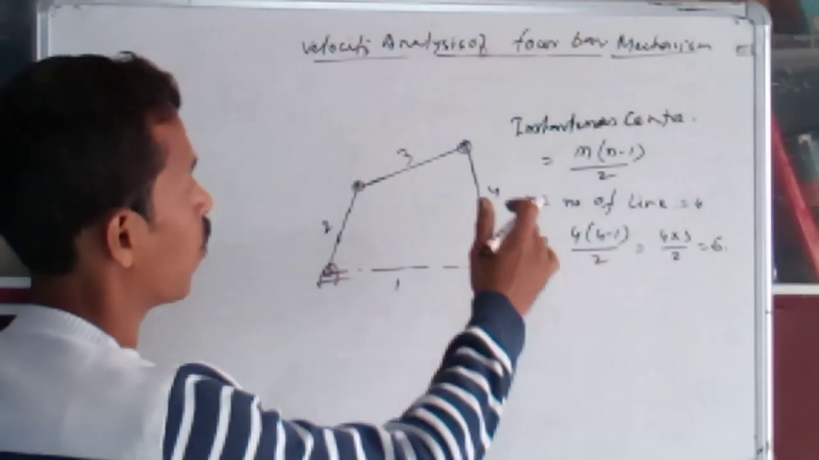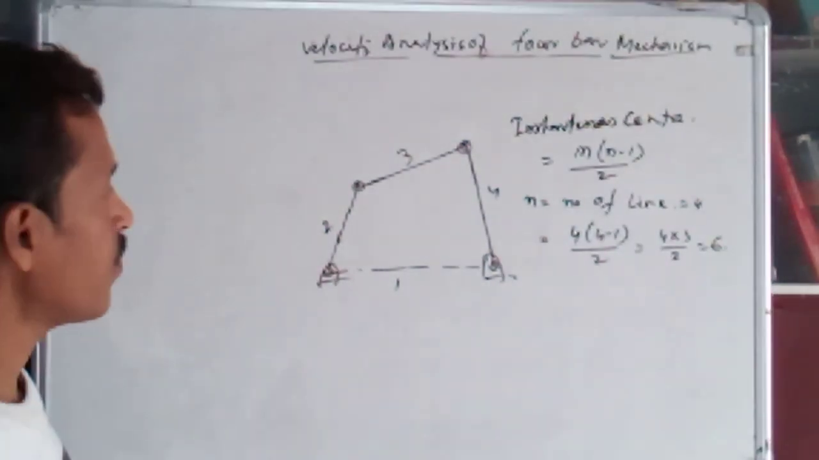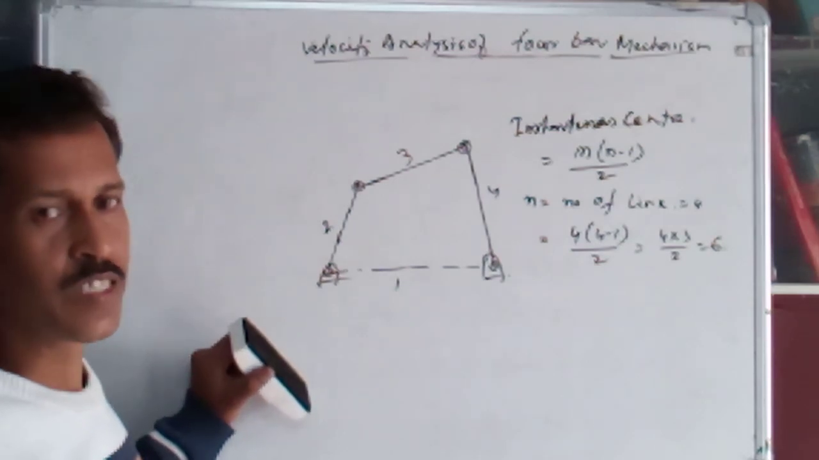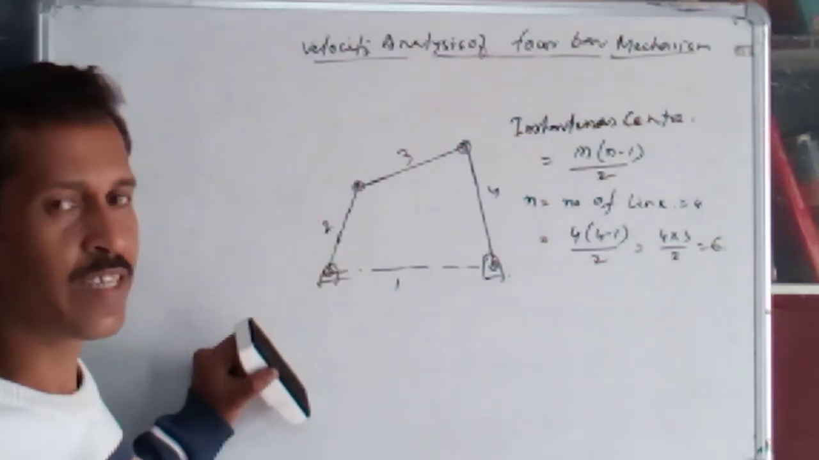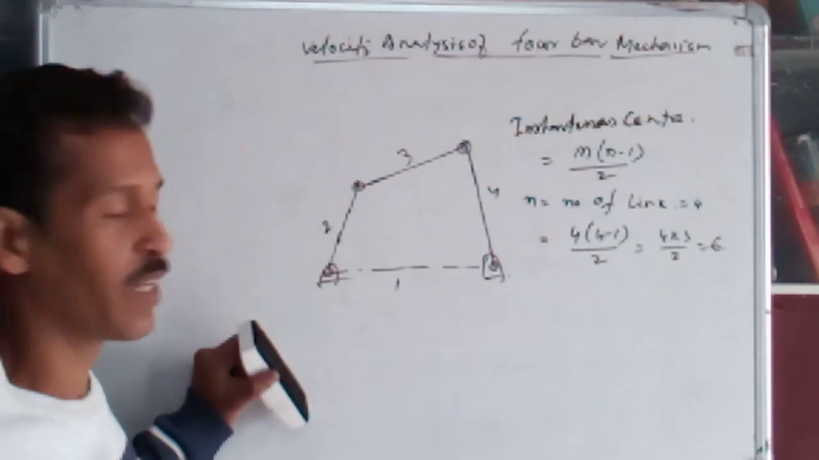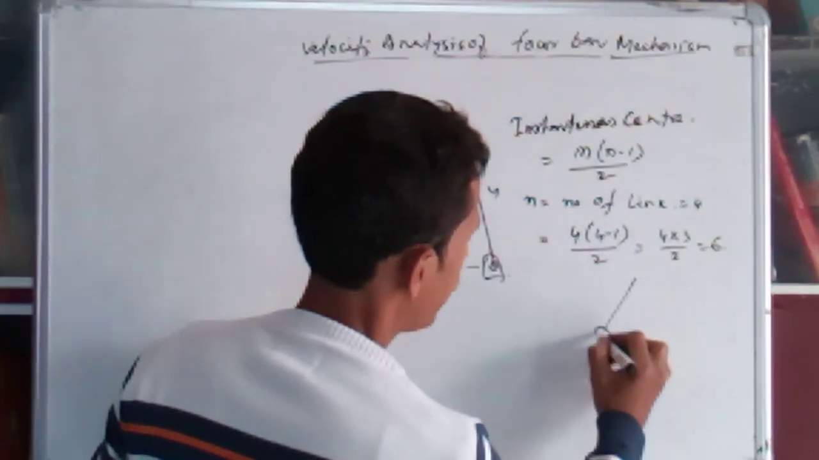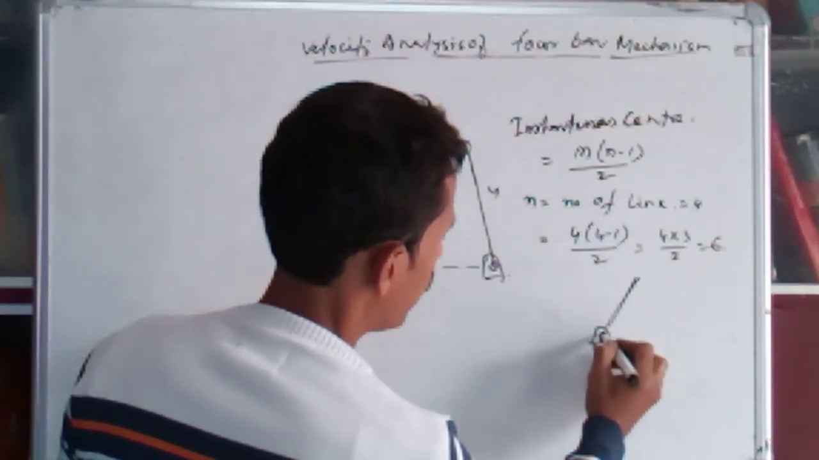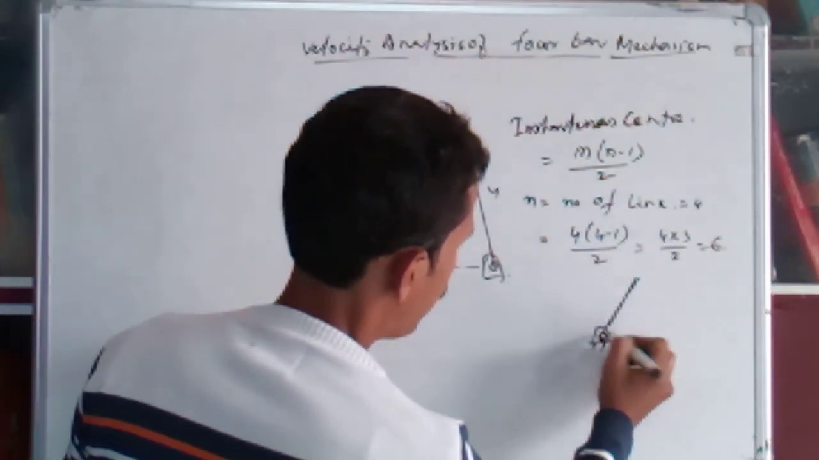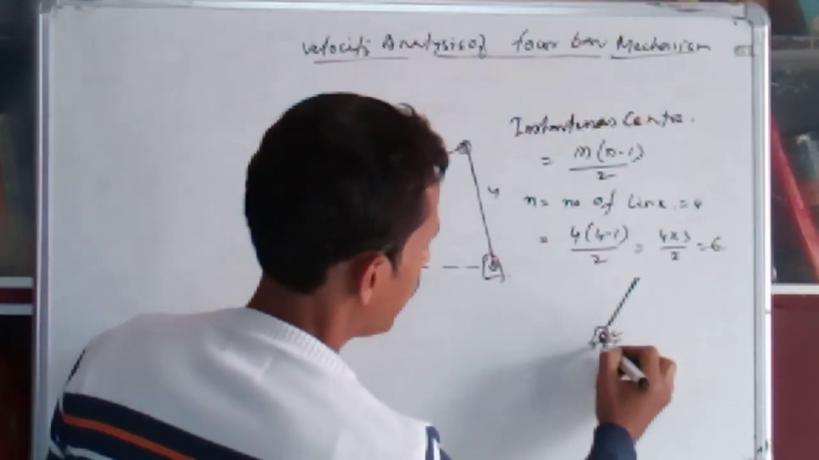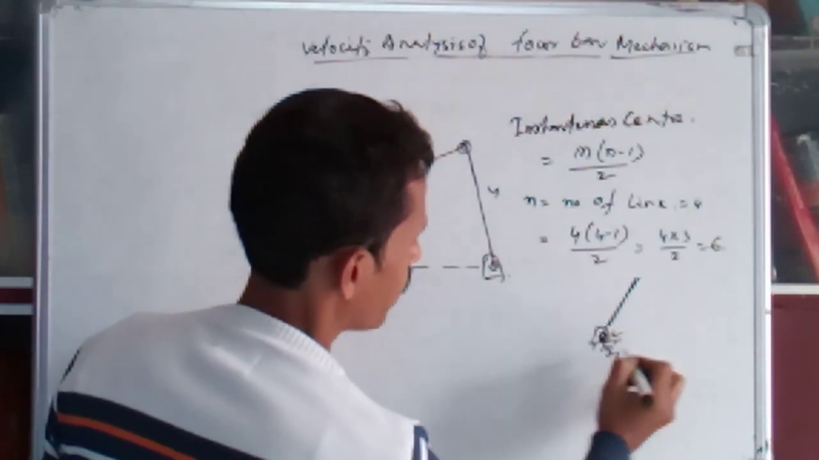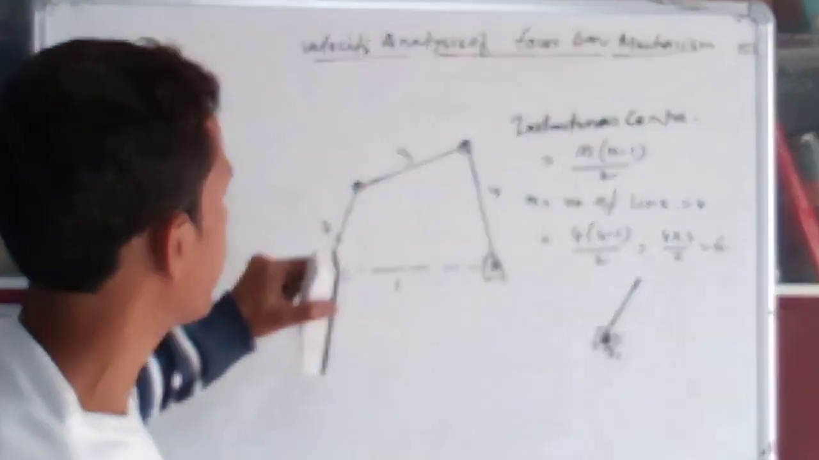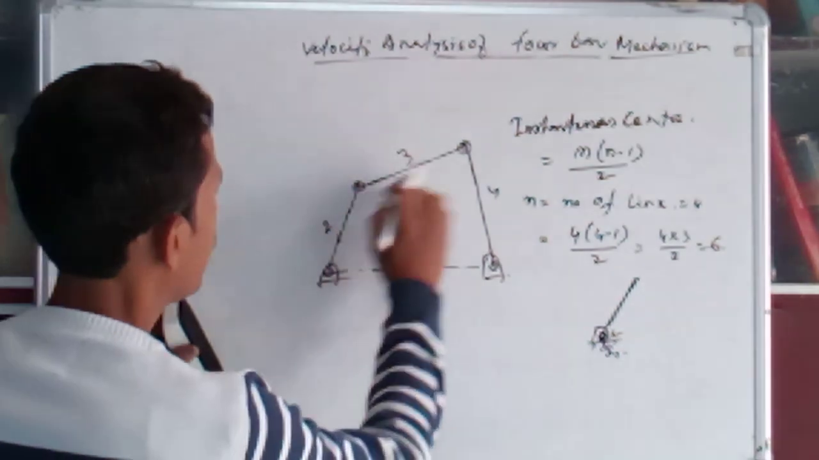Now what will be the location of these instantaneous centers? In the previous class we discussed that in a sliding pair the instantaneous center will be at infinity. In case of a turning pair, the instantaneous center will be at the pin itself. Since there are 4 turning pairs, there will be 4 instantaneous centers at the junctions.